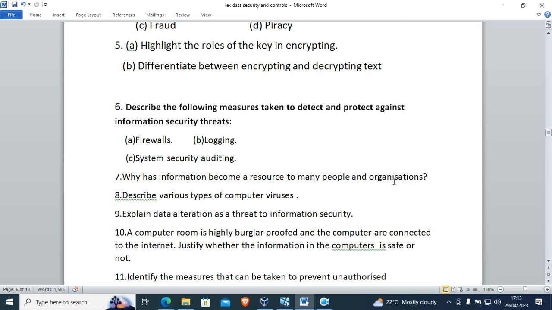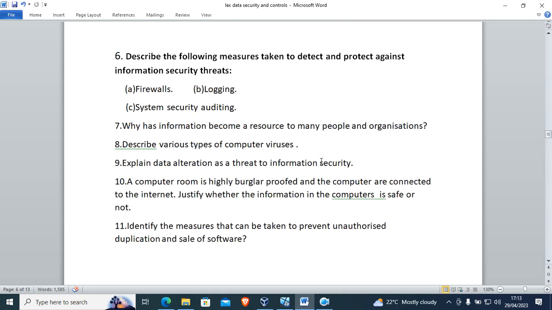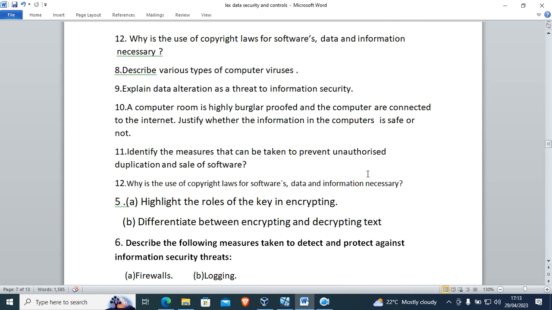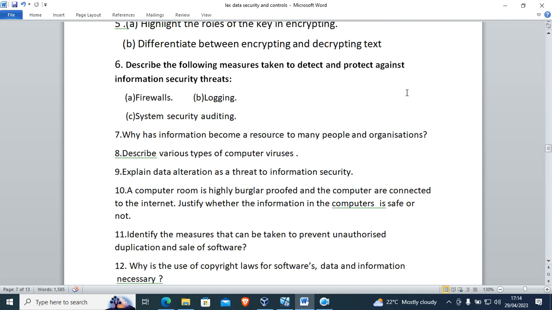My website's URL is just down in the description. So guys, you can also pause the video as you take short notes, or as you just jot down the questions. These are the questions that can be asked in your final exam, like describe various types of computer viruses, explain data alteration. Also, describe the following measures to protect data: firewalls, logging, security auditing. Why has information become a resource?